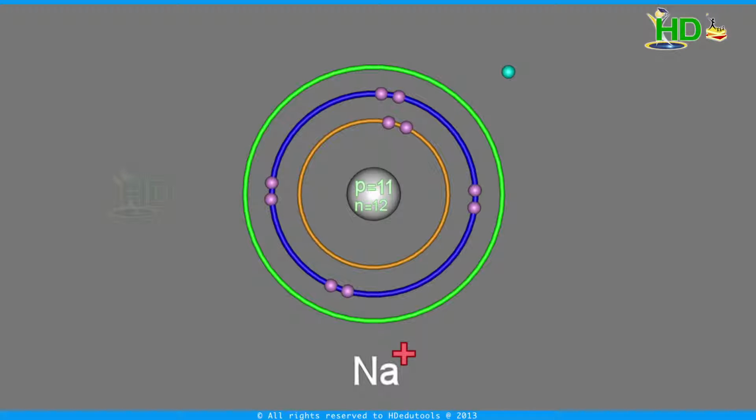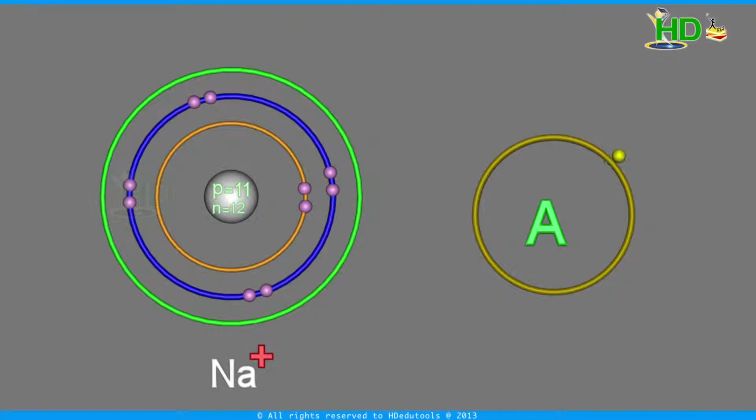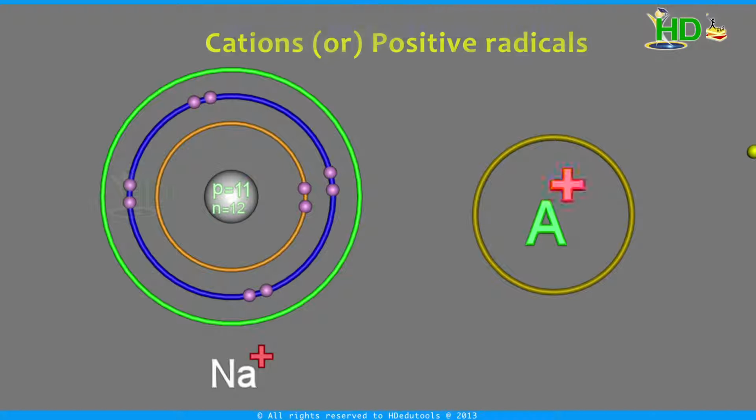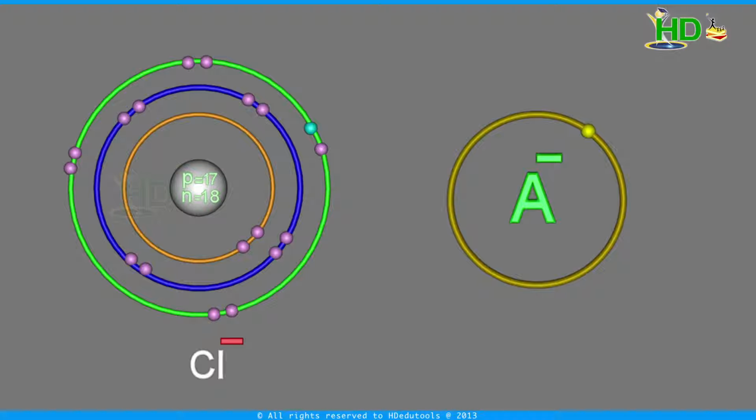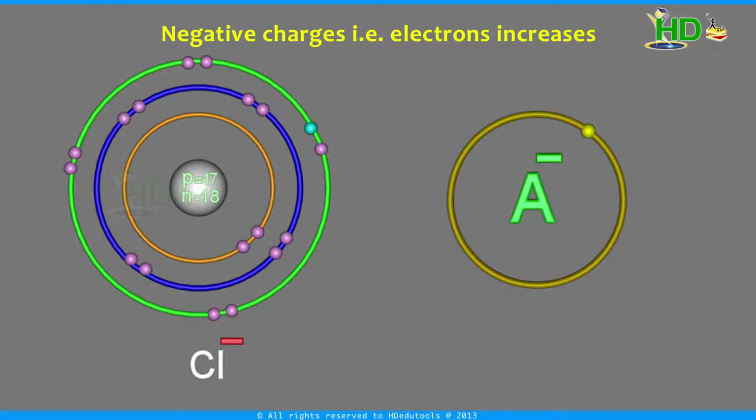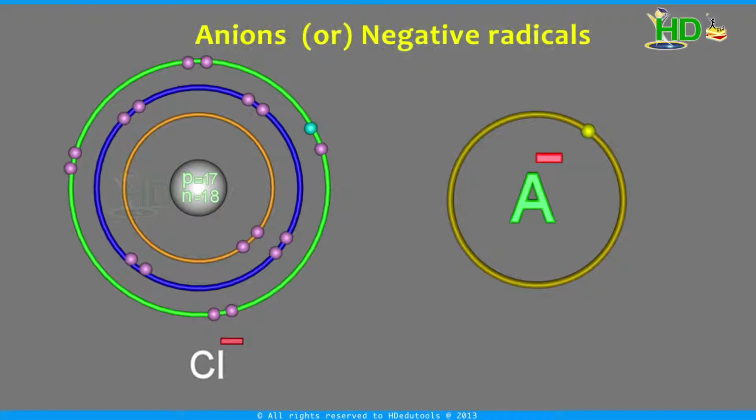If it loses one electron, then what happens? Yes, the number of positive charge particles increases. Hence, it gets positive charge. That means, if an atom loses an electron, it gets positive charge. It becomes positive ion, which is called cation. Similarly, if one electron is added to the atom, then the number of electrons, that is, number of negative charges increases, so that the atom gets negative charge. It is called negative ion or anion or negative radical.